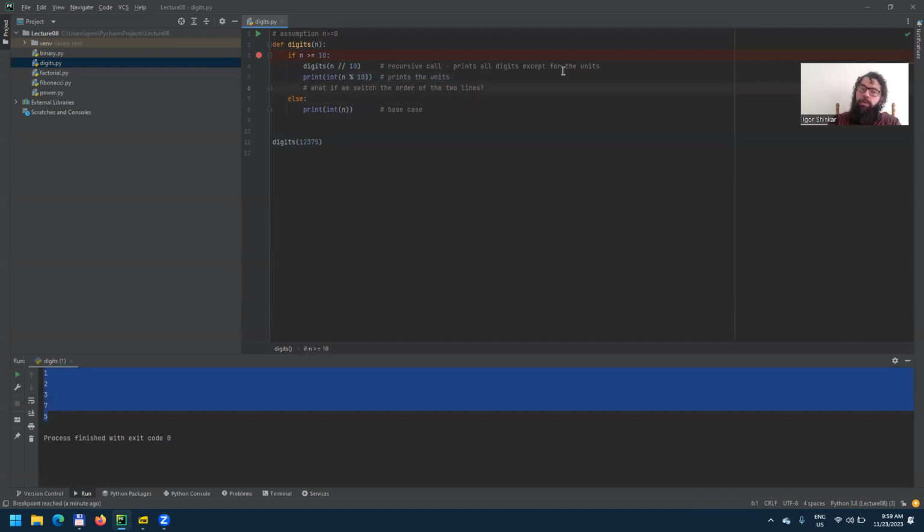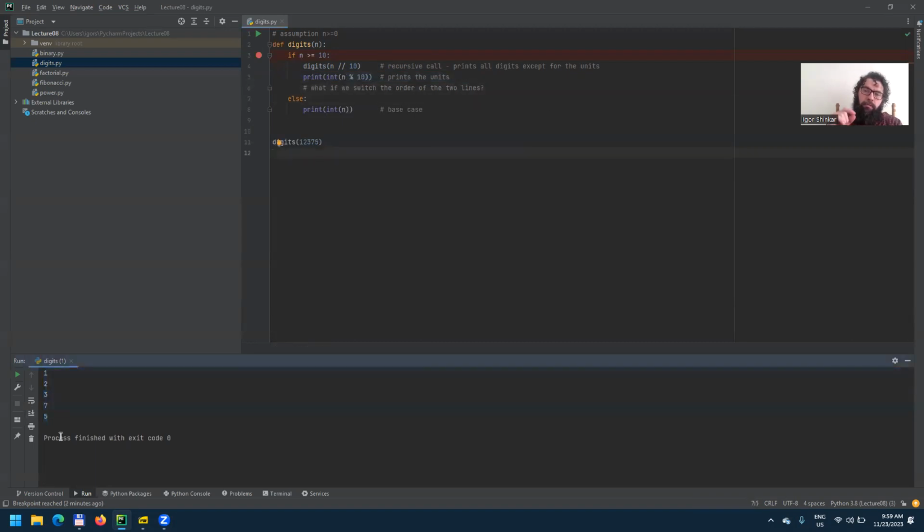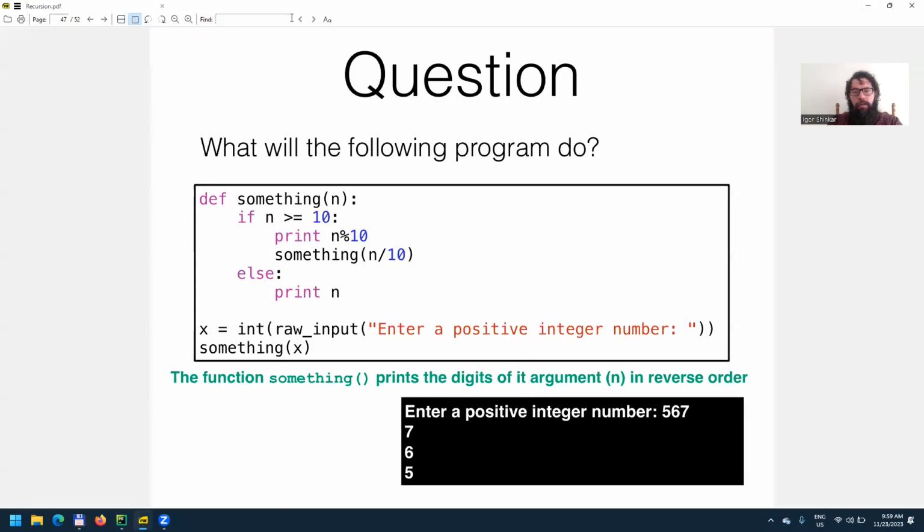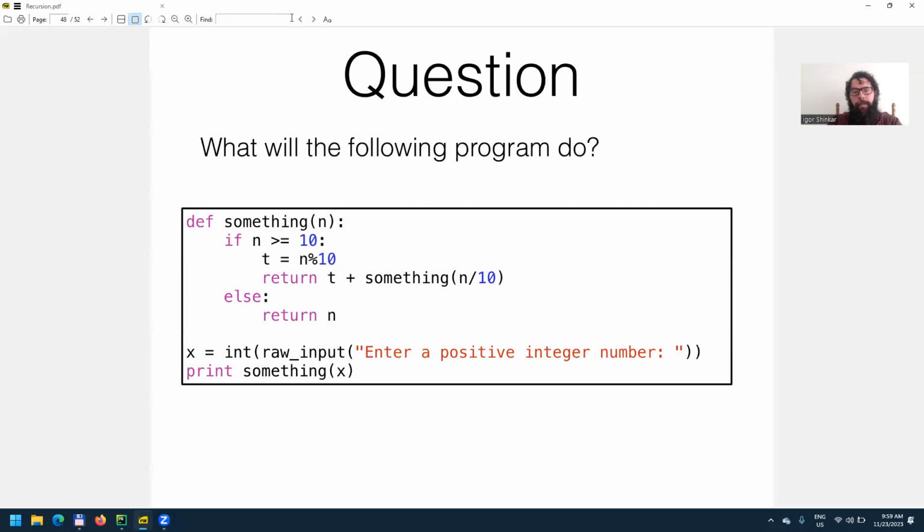Okay, so a small change can do the printing in reverse order, right? So do we print first everything and then the last digit, or do we first print the last digit and then everything else? Okay, so that's one more example. And okay, so that was this example.